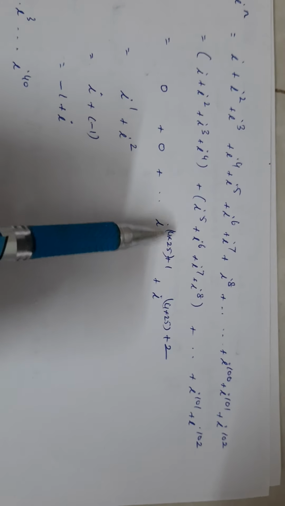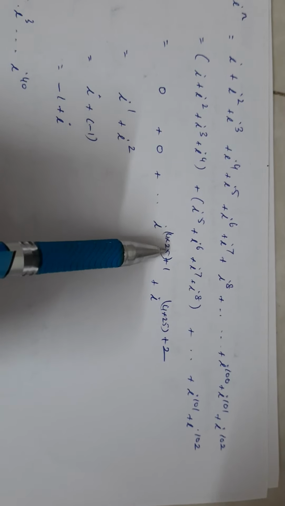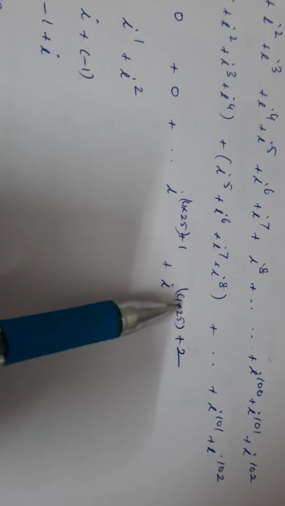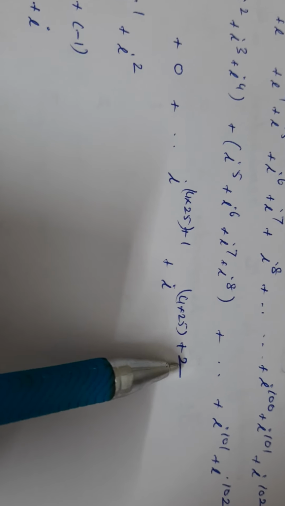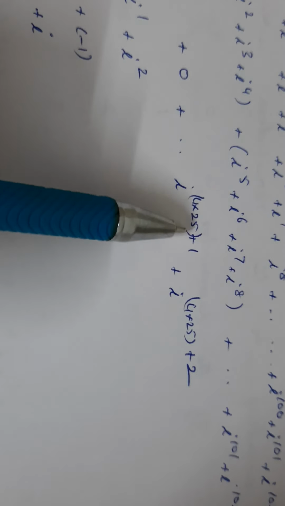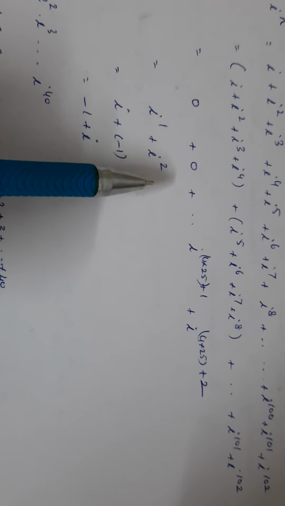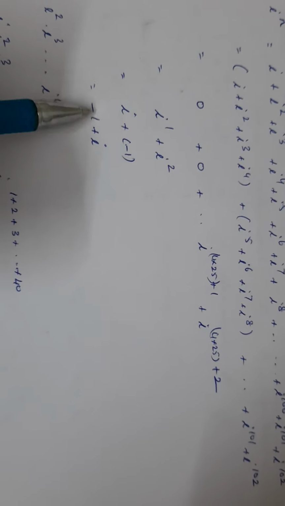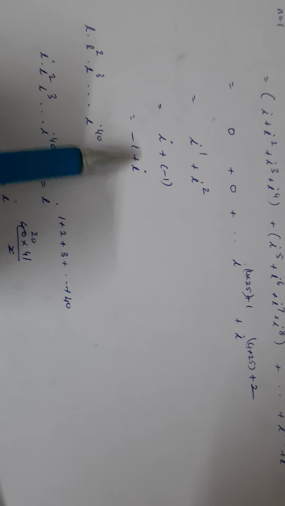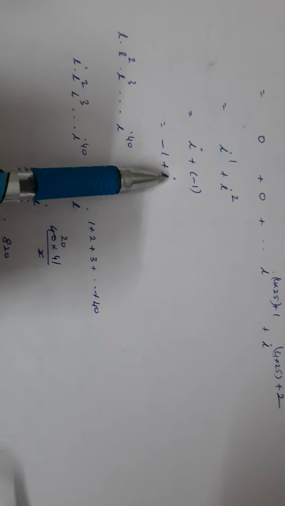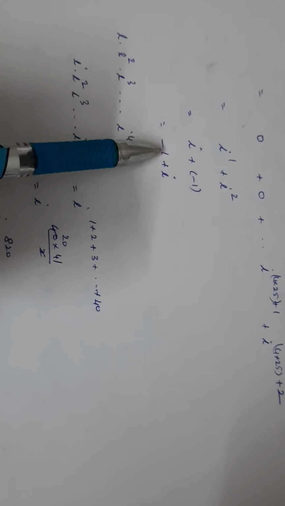Now 101 can be expressed as 4 into 25 plus 1, and 102, while dividing by 4, will be 4 into 25 plus the remainder 2. So taking the remainder part, i power 1 and i power 2. i power 1 is i and i squared is minus 1. So it will be minus 1 plus i. While writing a number, always write the real part first and then the imaginary part. So this is a complex number, minus 1 plus i.